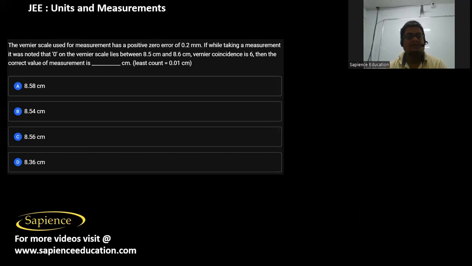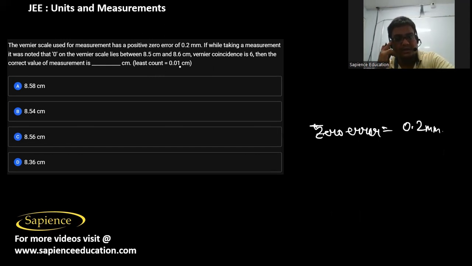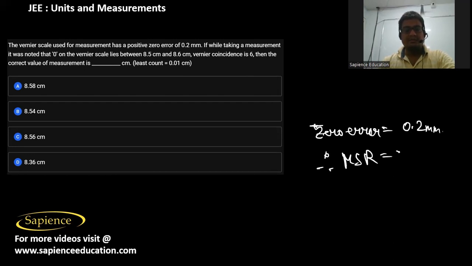Then here it is told that the vernier scale used for measurement has a positive zero error of 0.2 millimeter. If while taking a measurement, it was noted that 0 of the vernier scale lies in between 8.5 centimeter and 8.6 centimeter, and vernier coincidence is 6, then the correct value of the measurement is. So therefore the main scale reading is 8.5 centimeter and vernier coincidence is 6.